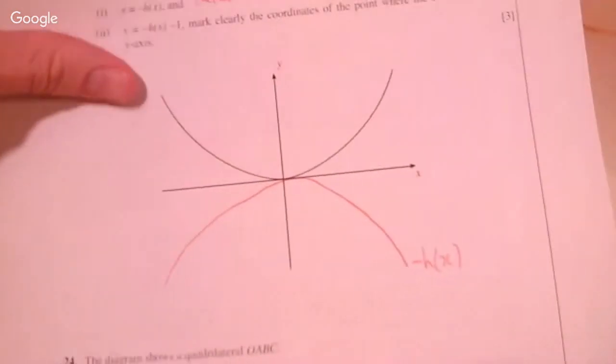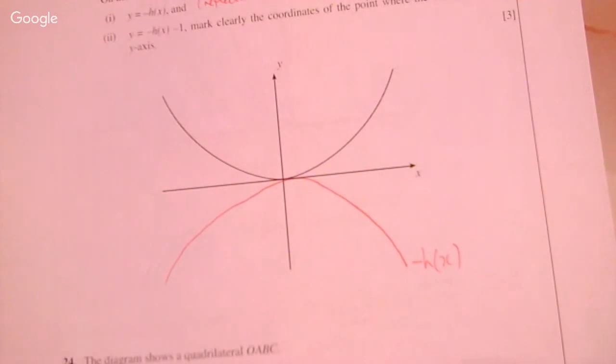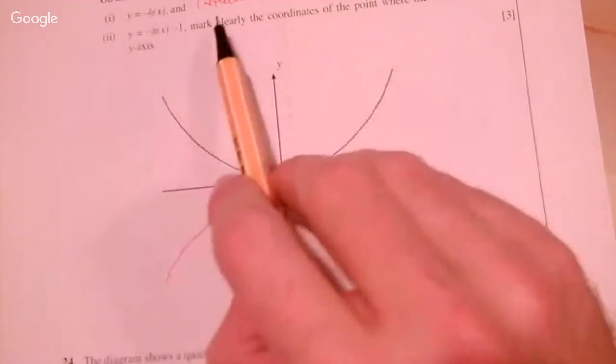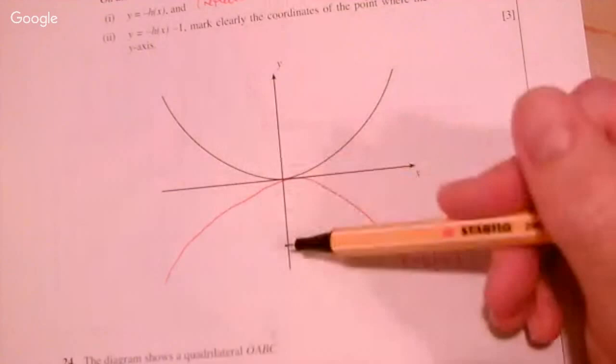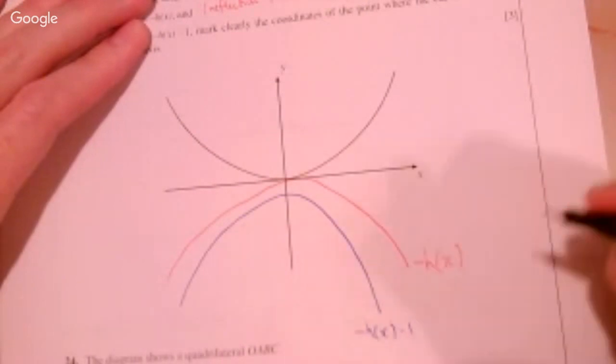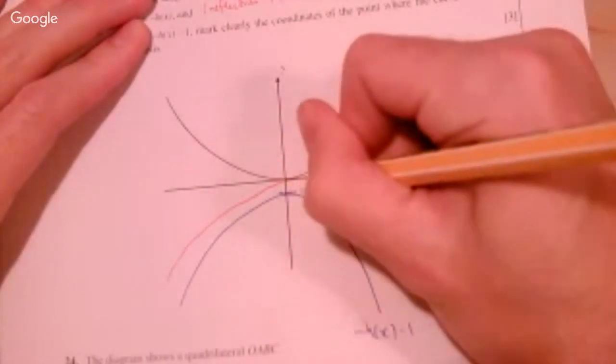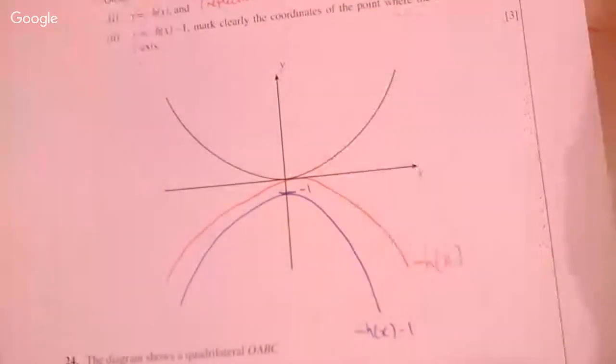Sorry, can you see that? And then to get minus h of x minus 1, it's going to move it down 1 point there. So this here would be minus h of x minus 1, and it would be going through minus 1 because originally it's going through the origin. Okay, all done. Hope that's been useful.